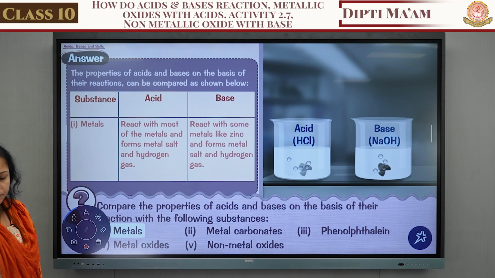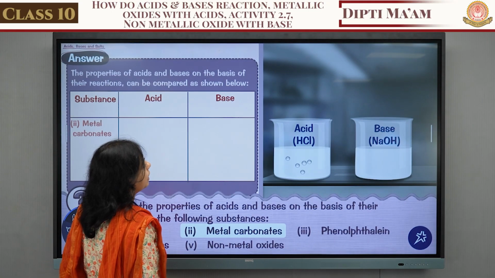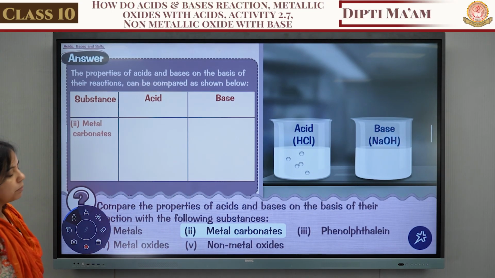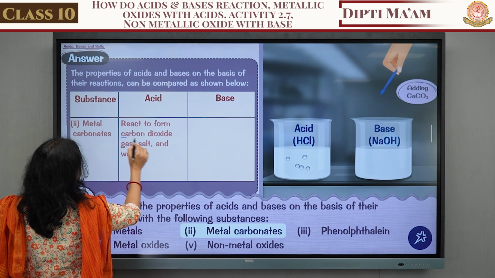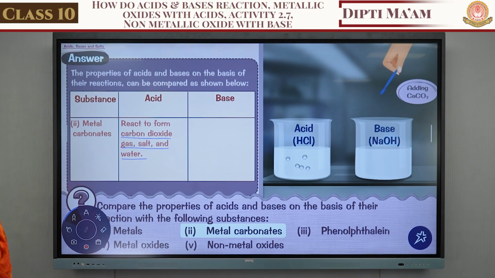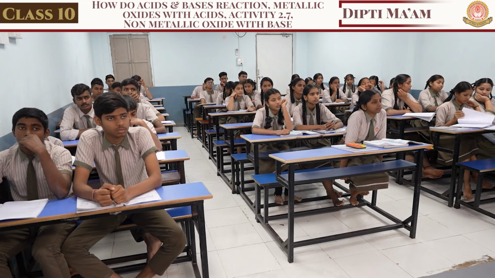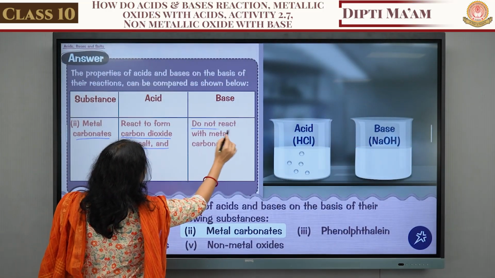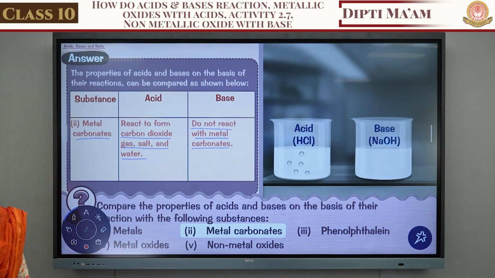Now let's see the second thing, that is known as metal carbonate. If any metal carbonate is there, what is the effect of acid and base on metal carbonate? As a metal carbonate, we are taking calcium carbonate. If we are adding calcium carbonate in acidic solution, then we can see that it will form carbon dioxide gas, salt and water. What about the base observation? If you are adding CaCO3 in base, there will be no reaction. The base does not react with the metal carbonate.